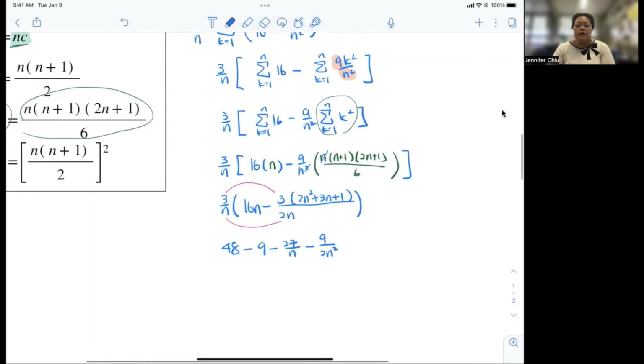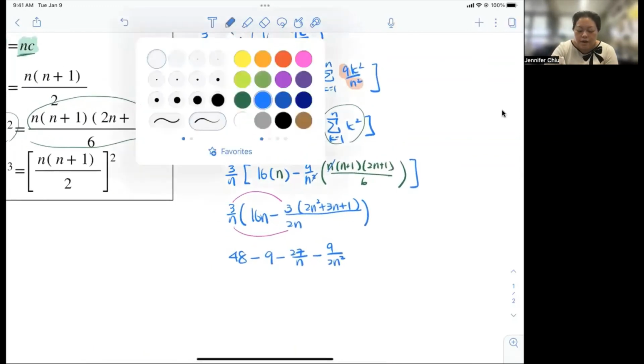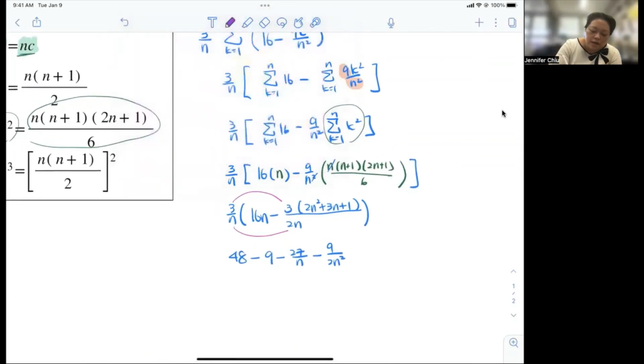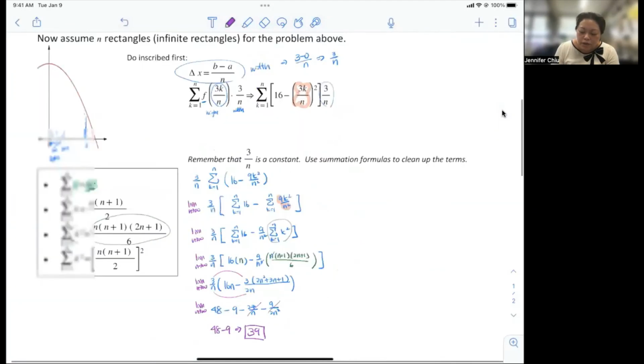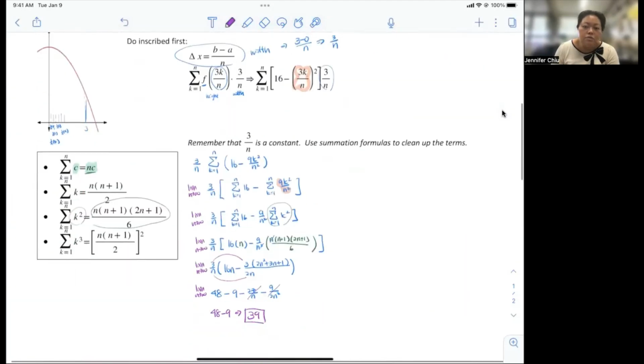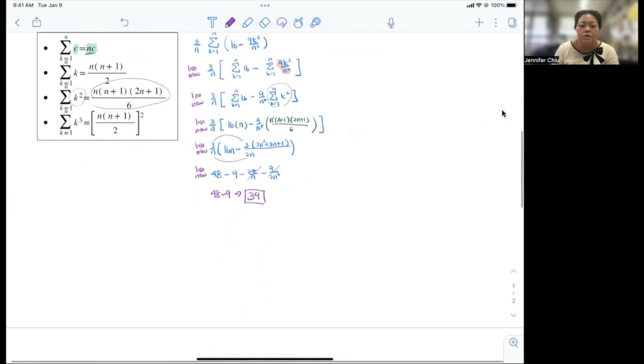Okay, now keep in mind, what is the number of n? The number of n is infinity. So the limit as n approaches infinity, because we're trying to get the number of rectangles to approach infinity. And so in that case, any number that's divided by n is going to approach 0. So my final answer is 48 minus 9, which is 39. That's my actual area. And my approximation upstairs was 38.875. So my approximation is actually pretty good in comparison to the real one.